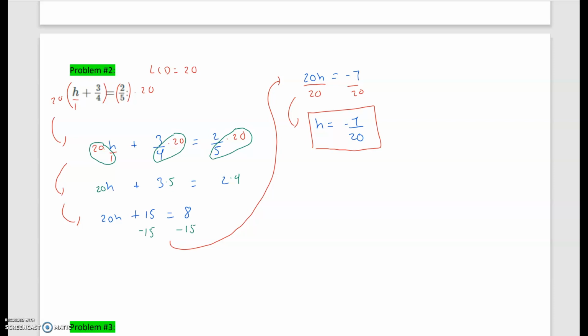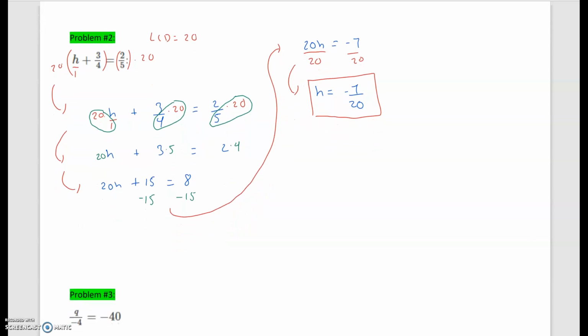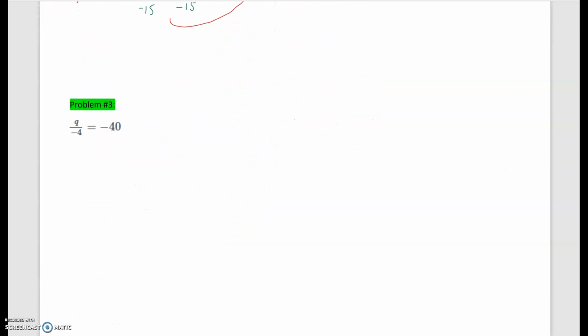That's it for problem 2. Let's move on to problem 3. And good news on problem 3, it'll just take one step. Because the q is being divided by -4, we multiply by -4, but that means that on the right hand side you're also multiplying by -4.